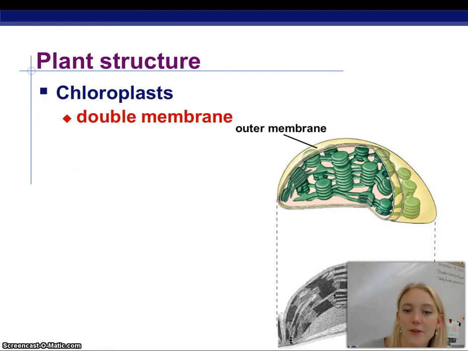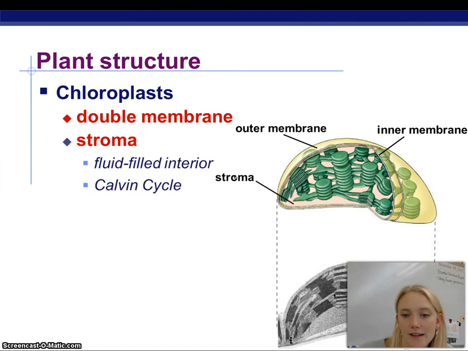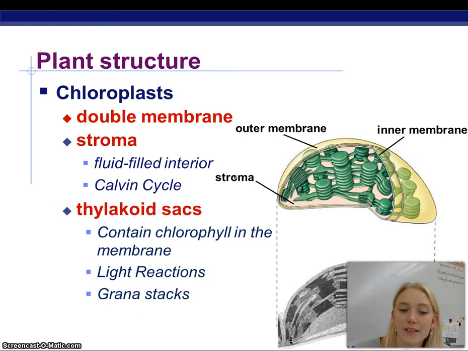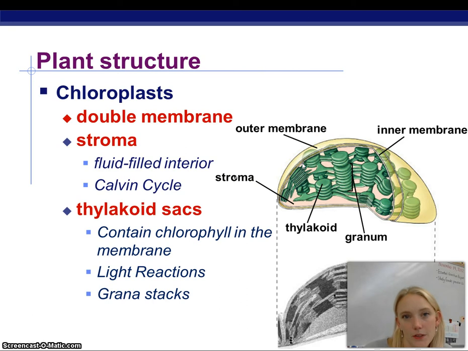Here's some more information about the chloroplasts. We have a double membrane structure, an outer membrane and an inner membrane. The stroma is like the cytoplasm of the chloroplast. It's that fluid-filled interior. And then we have these thylakoids, and these are small sacs within the chloroplast that hold the chlorophyll, and this is where the light reactions take place. When you have a stack of thylakoids, and they're all stacked together, that's called a granum. Grana is plural.